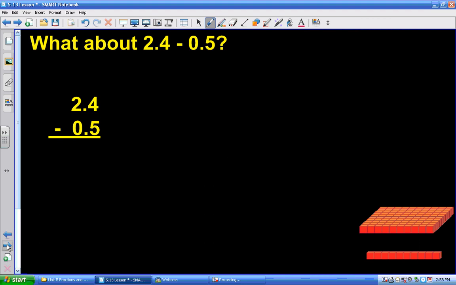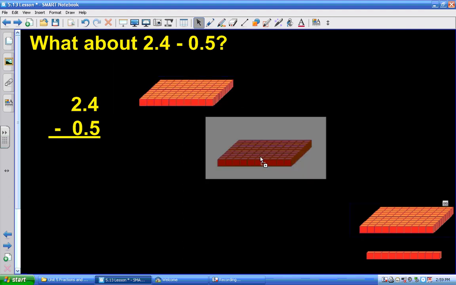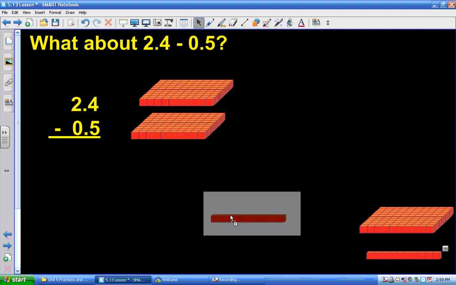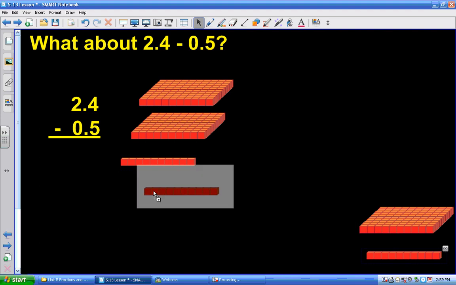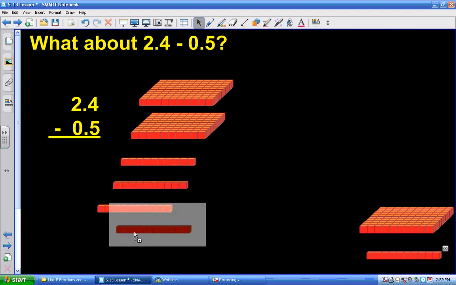How do I create 2.4? Start with that. How do I create it with the rods and flats? How many flats? 2 flats. How do I make 0.4, Kate? 4 rods, yes. 1, 2, 3, 4.